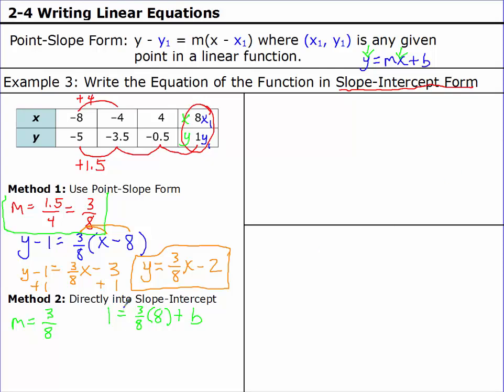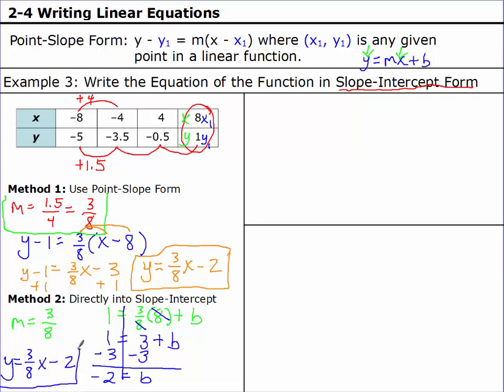Okay, well 3/8 times 8, I know that the 8s cancel, so that's 3 plus b equals 1. Subtract 3 from both sides, and I get -2 equals b. Plug everything back in the right spot. y equals 3/8 x minus 2, and we have our slope-intercept form. And you'll see it matches what we got over here.